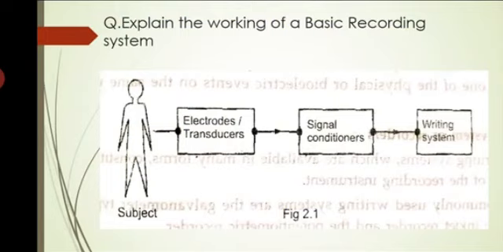So in this first we will see the working of a basic recording system. So this one is the block diagram of the basic recording system. In this, first block is electrodes or transducers, second, signal conditioner, and third is the writing system.